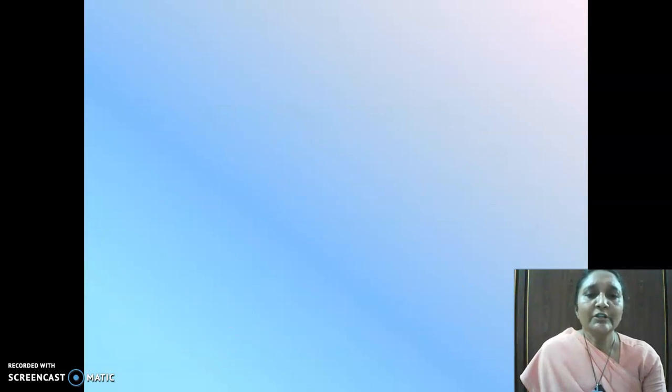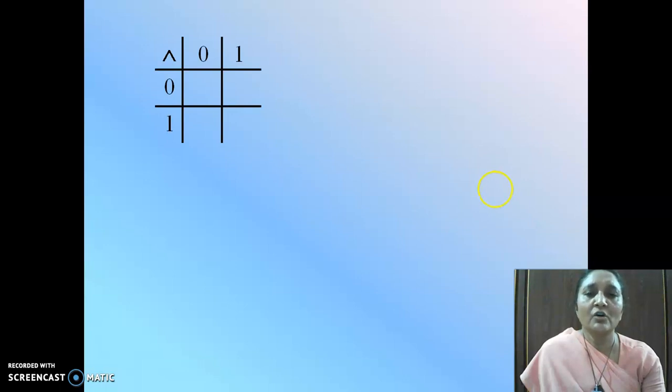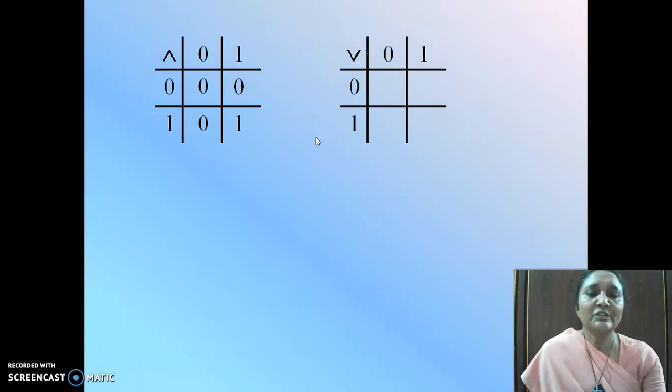Now the following two tables with the operations of meet and join are true with the elements 0 and 1. Now 0 meet 0 is equal to 0, 0 meet 1 is equal to 0, 1 meet 0 is equal to 0, and 1 meet 1 is equal to 1. Also with the join operation, 0 join 0 is equal to 0, 0 join 1 is equal to 1, 1 join 0 is equal to 1, and 1 join 1 is equal to 1.